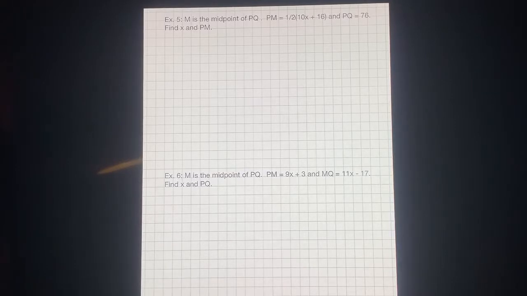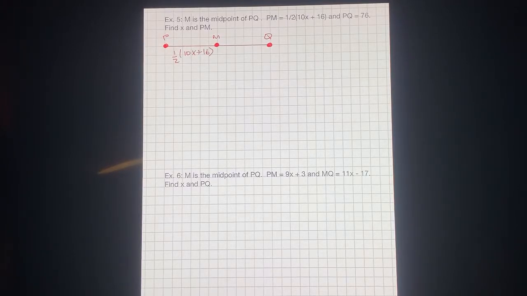The first one says that M is the midpoint of PQ. So I'm going to draw line PQ. So this is my line. This is my point P, my point Q, and more or less here is going to be my point M. So M, P, and Q. Then it says that PM equals 1/2 of 10x plus 16. So I know that this is 1/2 of 10x plus 16.